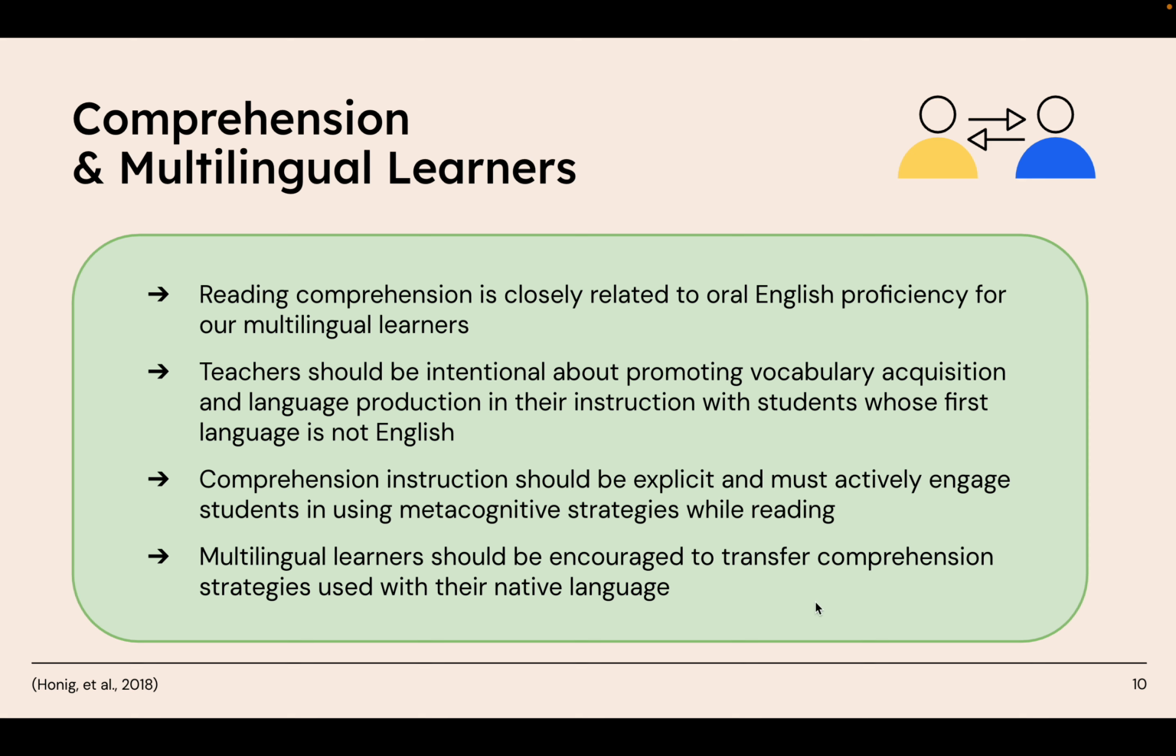And again, as with all students, not just our multilingual learners, comprehension instruction should be explicit, and must actively engage students in using metacognitive strategies while reading. And multilingual learners should be encouraged to transfer comprehension strategies that they use with their native language to their English-speaking tasks.